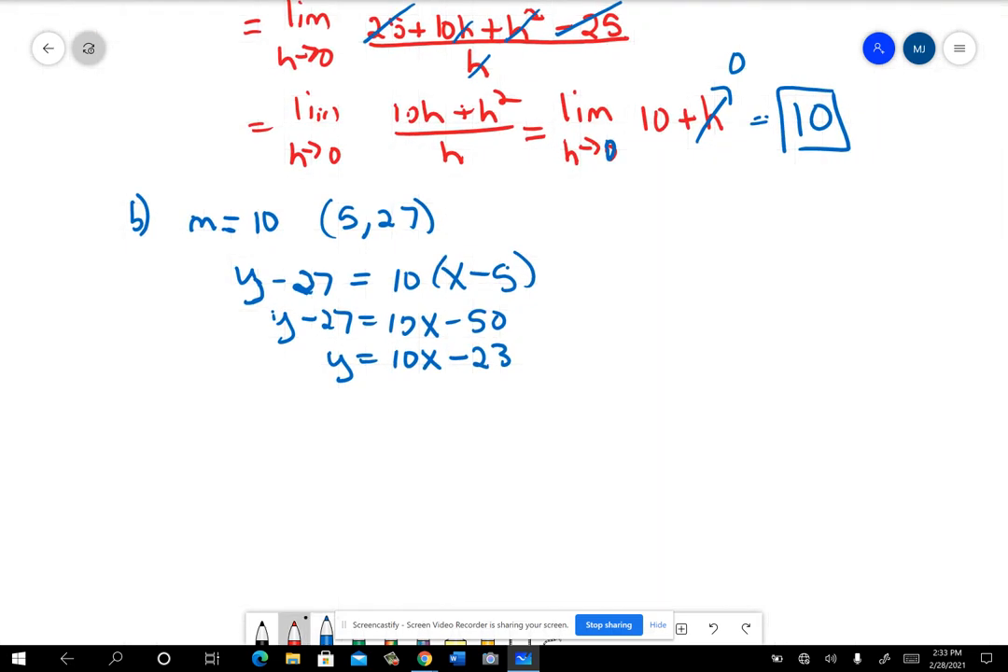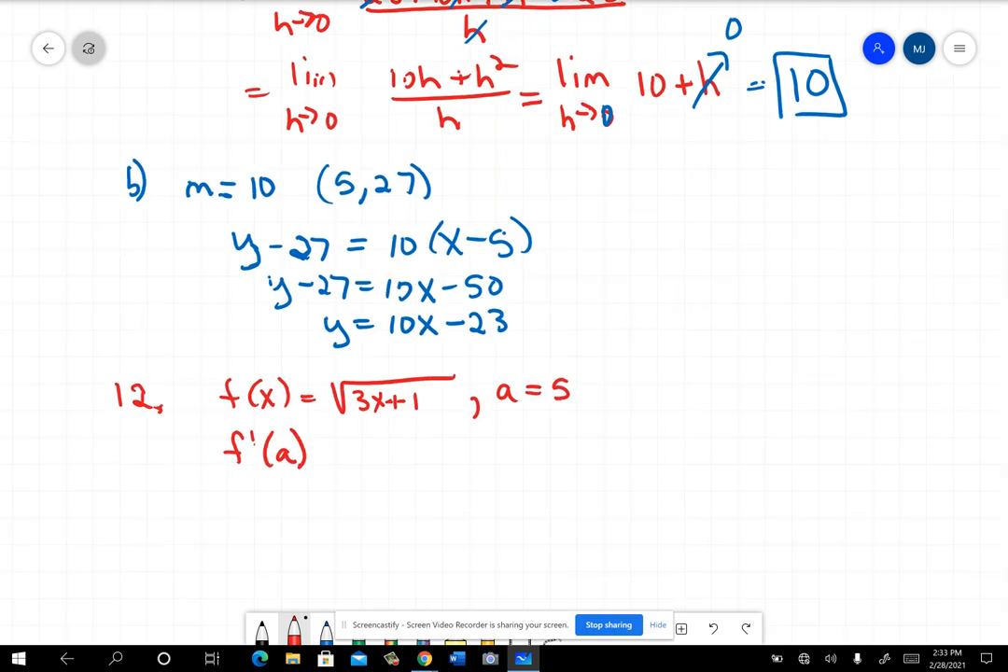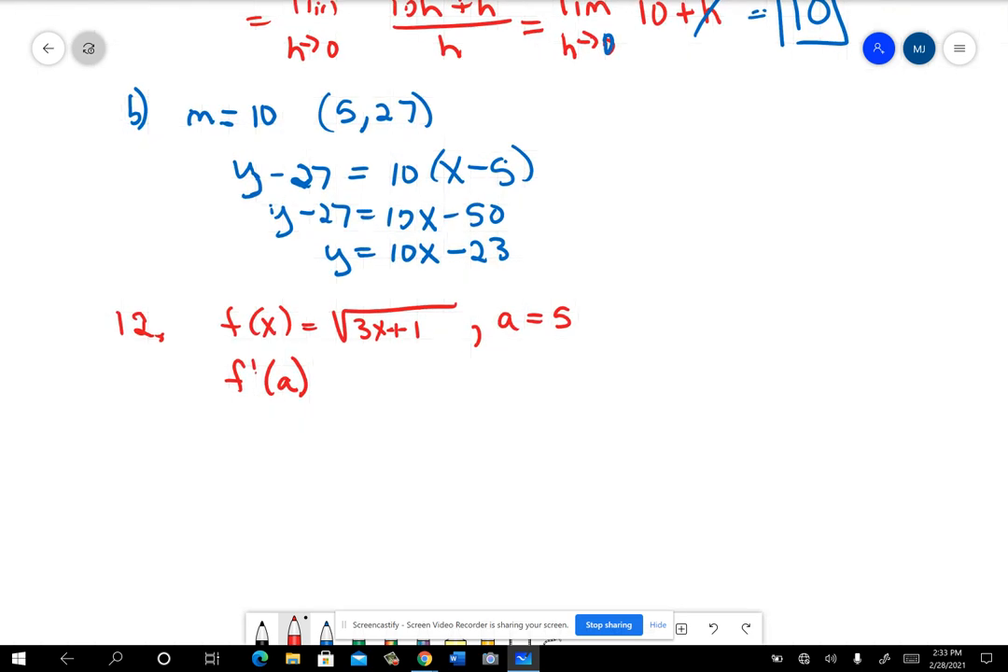So that you get practice with the 3 types. Okay, on number 12, 12 gives you f of x equaling the square root of 3x plus 1. Okay. And then they give you the fact that a equals 5. And your job is to find f prime of a, okay? So in other words, find f prime of 5.